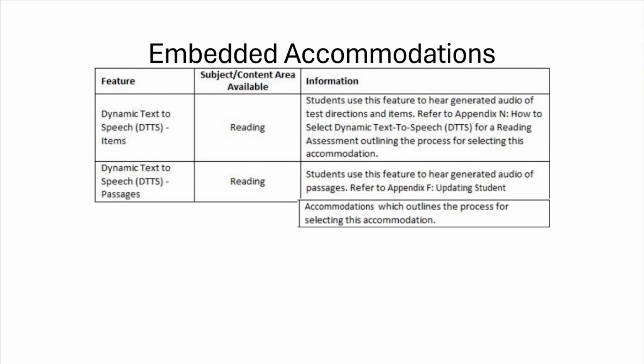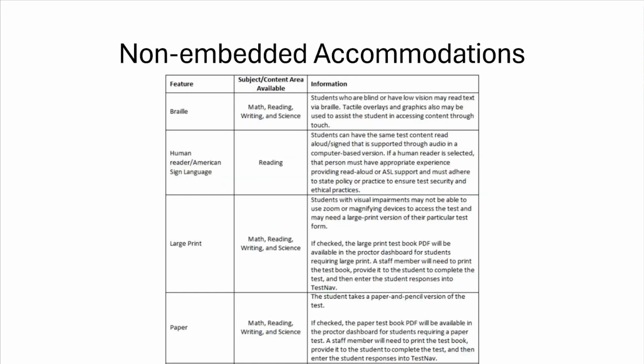The embedded ones you will see, obviously you have to make sure that these are part of the IEP, but it would be the items and passages or both on the reading test. Non-embedded would be the Braille, human reader, large print, paper print, all those types of non-embedded locally provided accommodations.